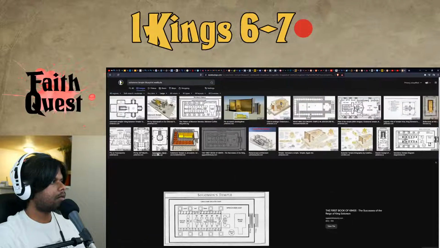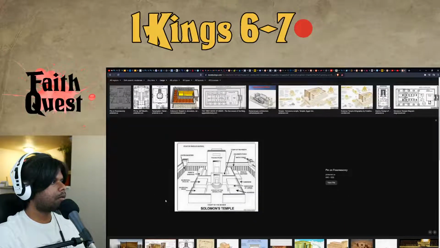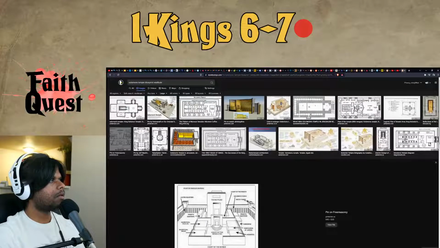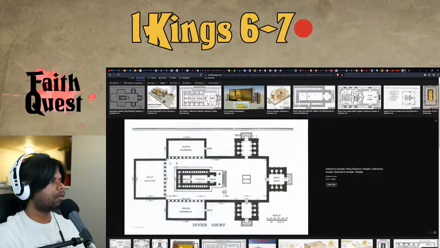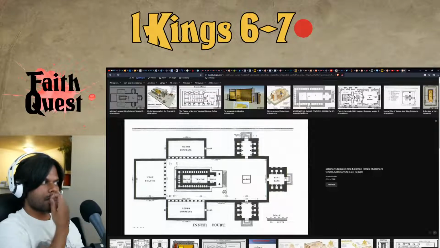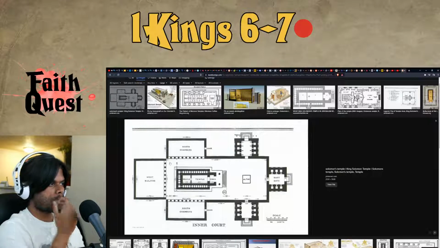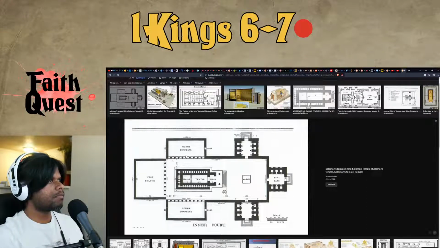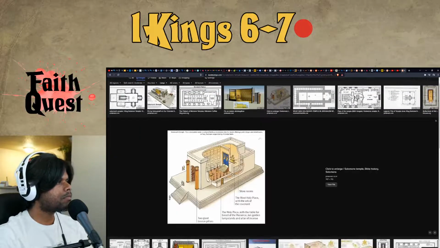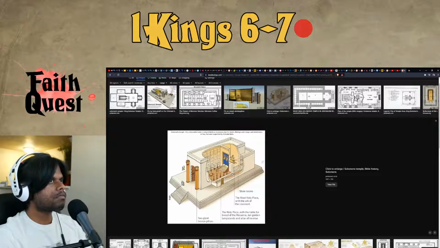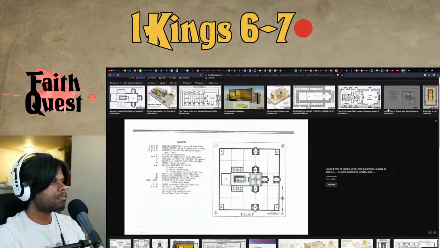Thus he made side chambers all around it. The lowest chamber was 5 cubits wide, the middle was 6 cubits wide, and the third was 7 cubits wide. For he made narrow ledges around the outside of the temple, so that the support beams would not be fastened into the walls of the temple. And the temple, when it was being built, was built with stone finished at the quarry, so that no hammer or chisel or any iron tool was heard in the temple while it was being built.